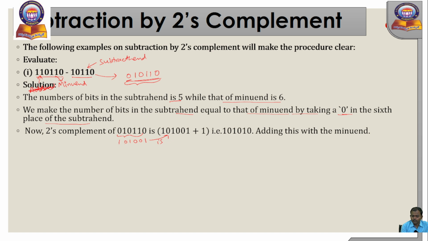I have written it over here, and I have added 1. So for this 1's complement I have to add 1, then I will get the 2's complement of this subtrahend, that is 101010. Then after getting this 2's complement, add this value with the minuend. So by using this 2's complement method, we are performing the subtraction by using addition.